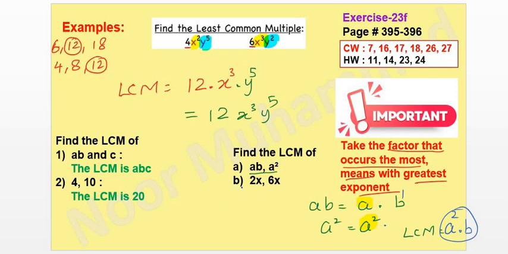Now the second example, it says 2x and 6x. So first I will find the LCM of 2 and 6. Obviously it will be 6, because 6 can be divided completely by 2. So to find the LCM of 2 and 6, it will be 6. X and x, both of them have the power 1. So we have to take the one that comes with the greatest power. Right now they have the same power, so it means that I can choose one of the x.